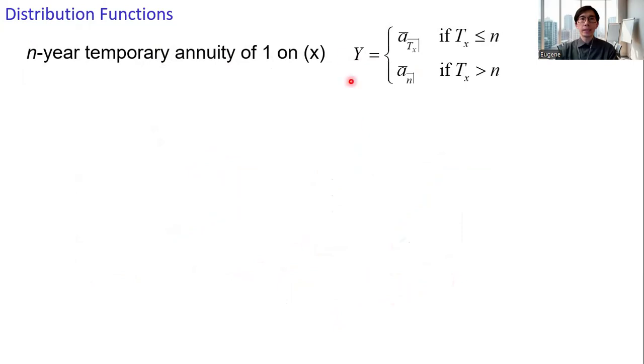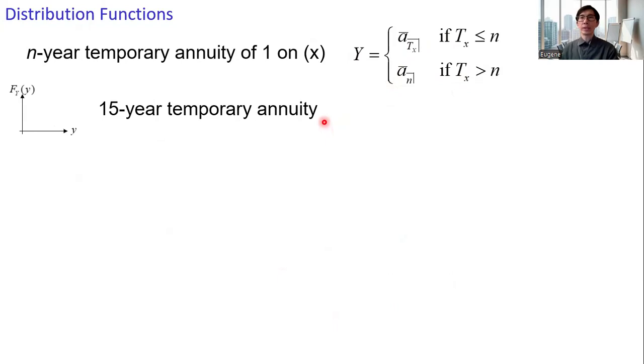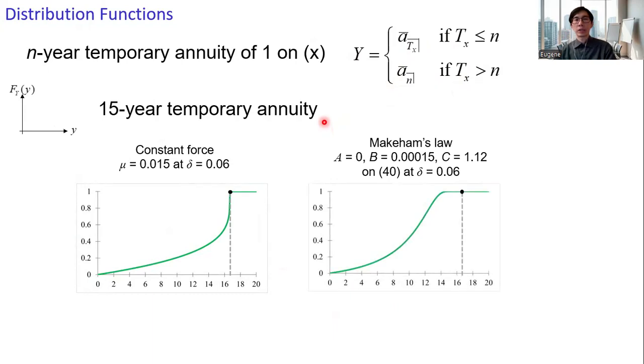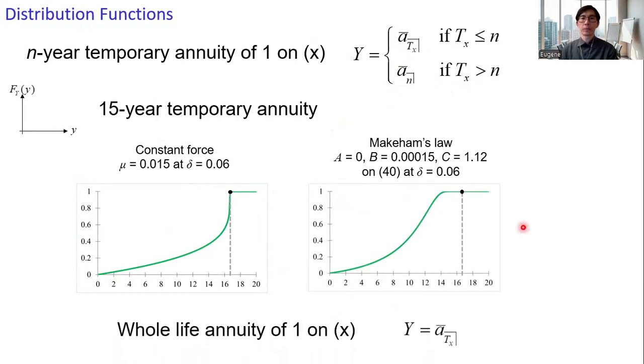Let's move on to the n-year temporary annuity. Here, this is the expression for Y. Consider a 15-year temporary annuity. These are the graphs for the whole life annuity. When T_x is less than or equal to n, the value for Y for the temporary annuity is the same as the value of Y for the whole life annuity, a-bar angle T_x. And then if T_x is greater than n, Y is a constant, a-bar angle n.